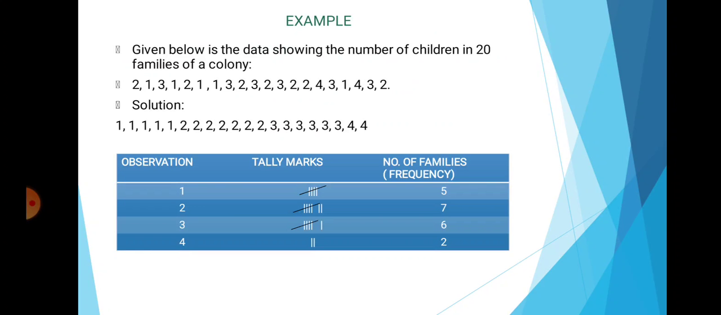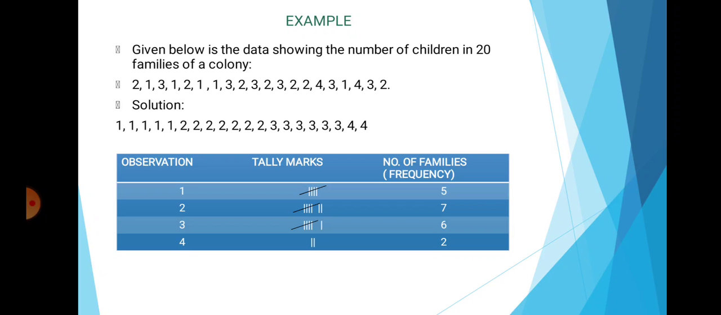Next, let us see an example of how to tabulate the given data using tally marks. So let us take a question. Given below is the data showing the number of children in 20 families of a colony. So these are the number of children in each family. 2, 1, 3, and it goes on. For 20 families, the number of children is given.